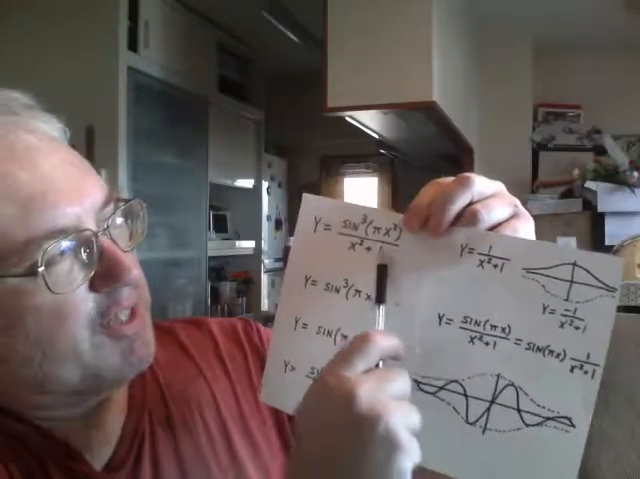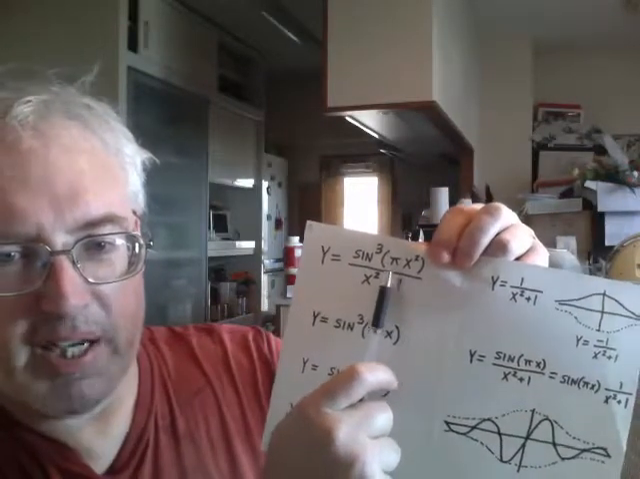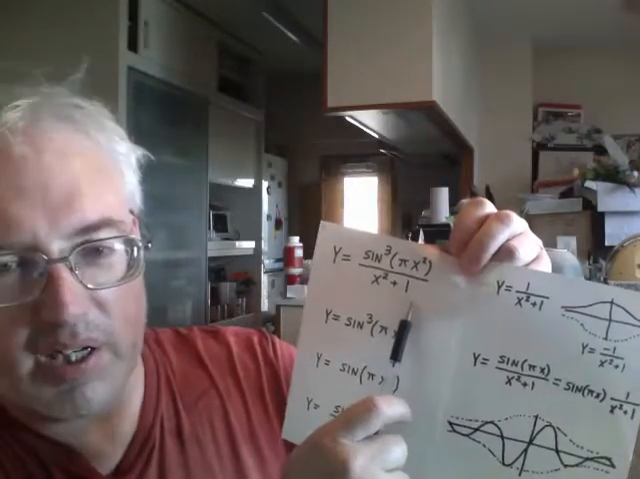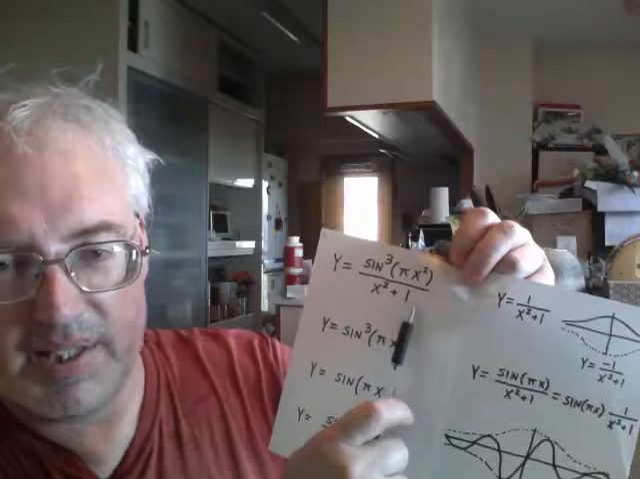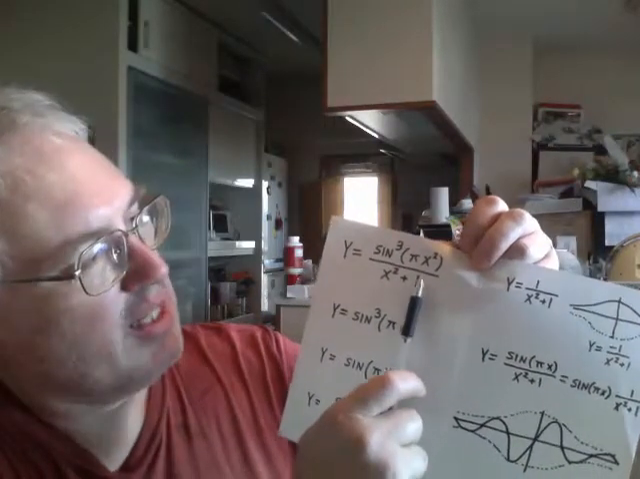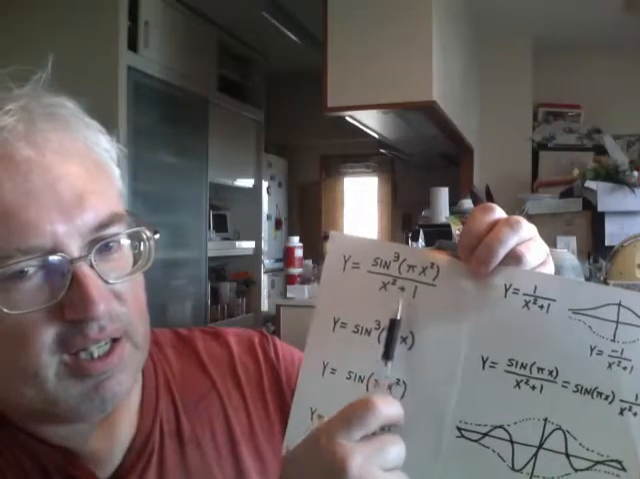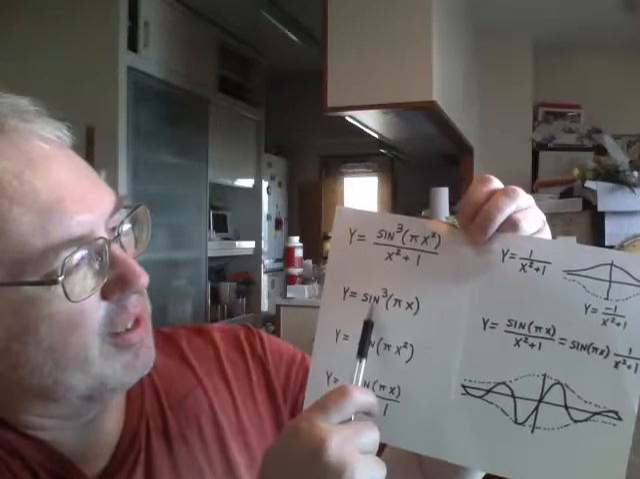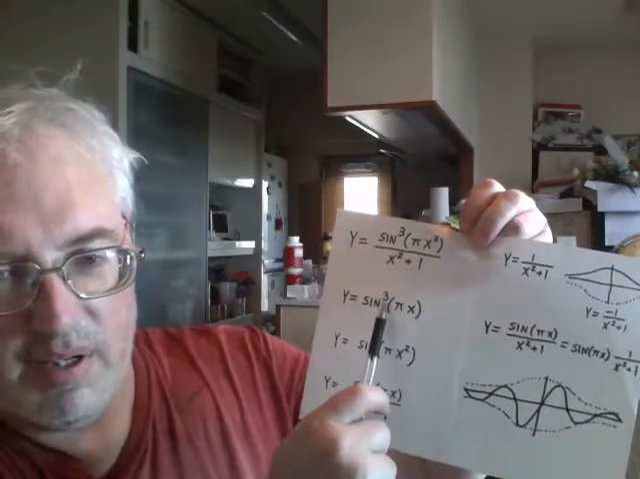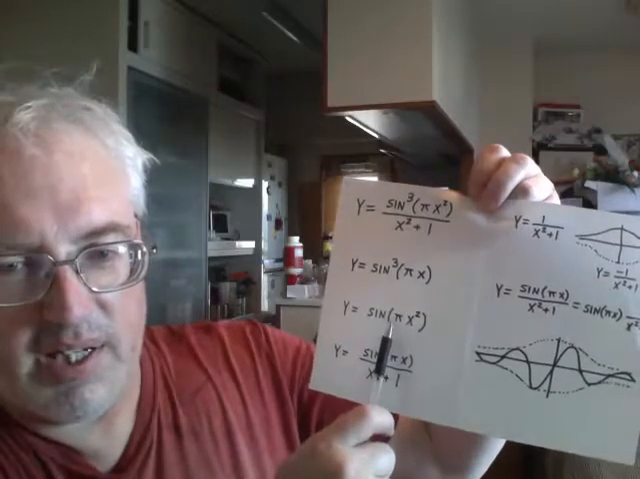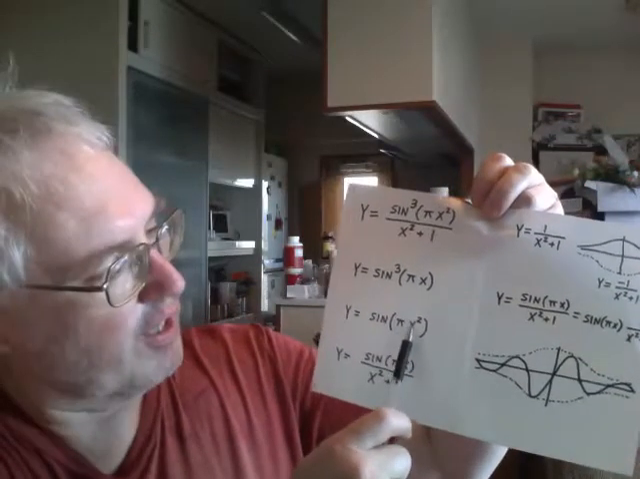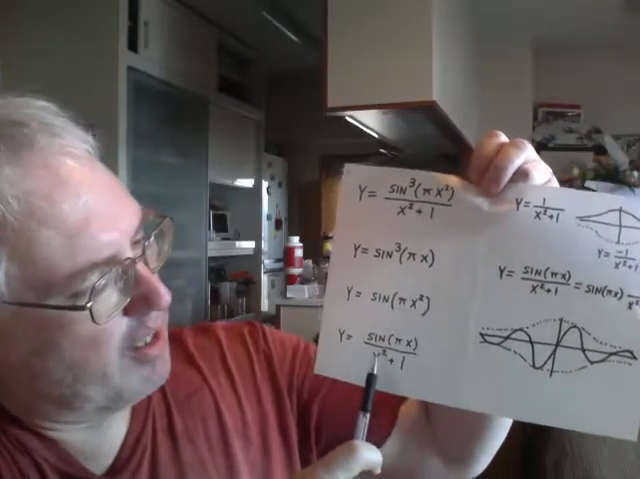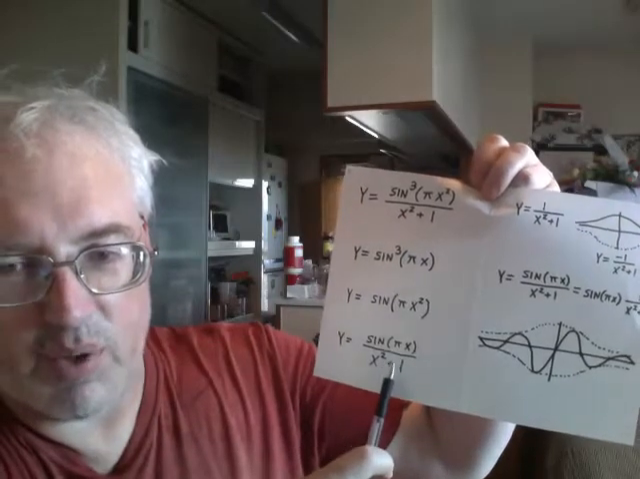I'd like to explain this function, sine cubed of pi x squared, over x squared plus 1. Now this looks pretty complicated, but we'll just break it down one piece at a time. This is three different modifications of the sine function. The first is that the sine function is cubed. The second is that the argument to the sine function is x squared. And the third modification is that we're dividing everything by x squared plus 1.